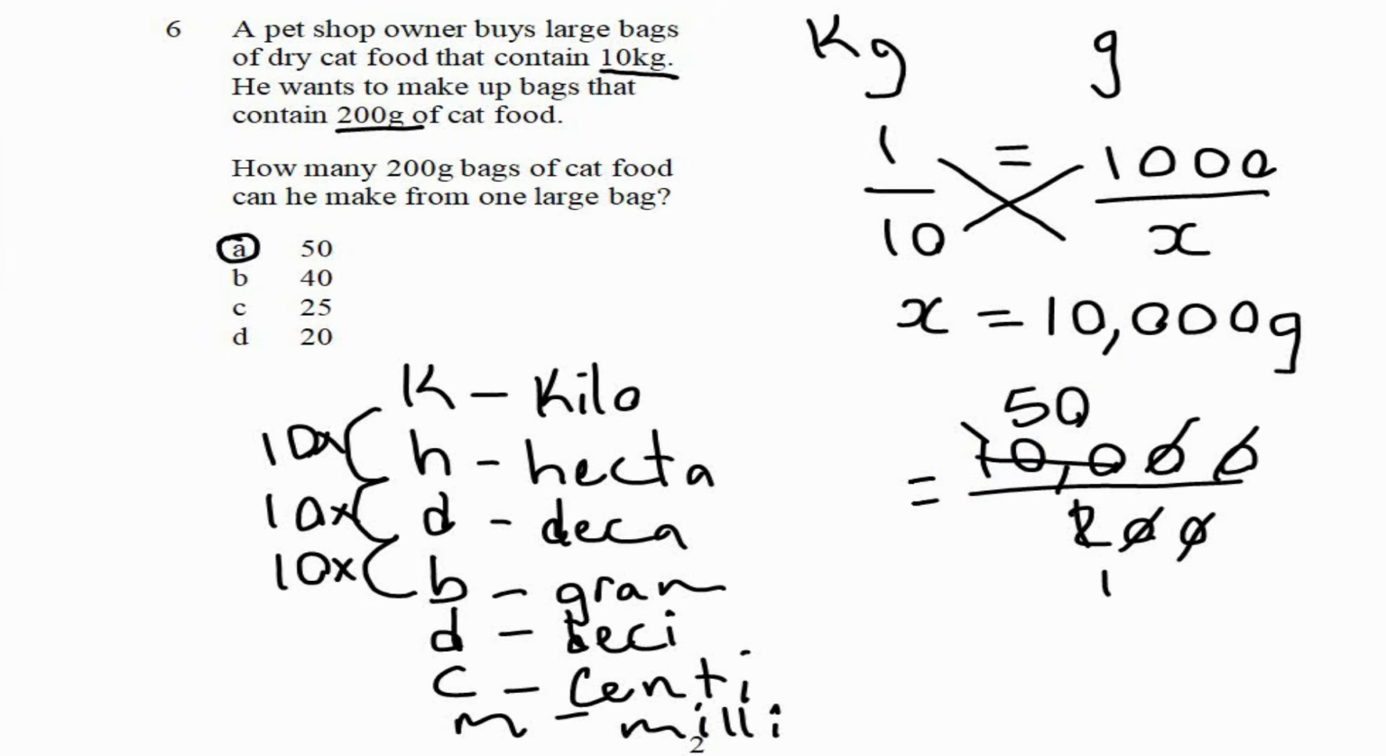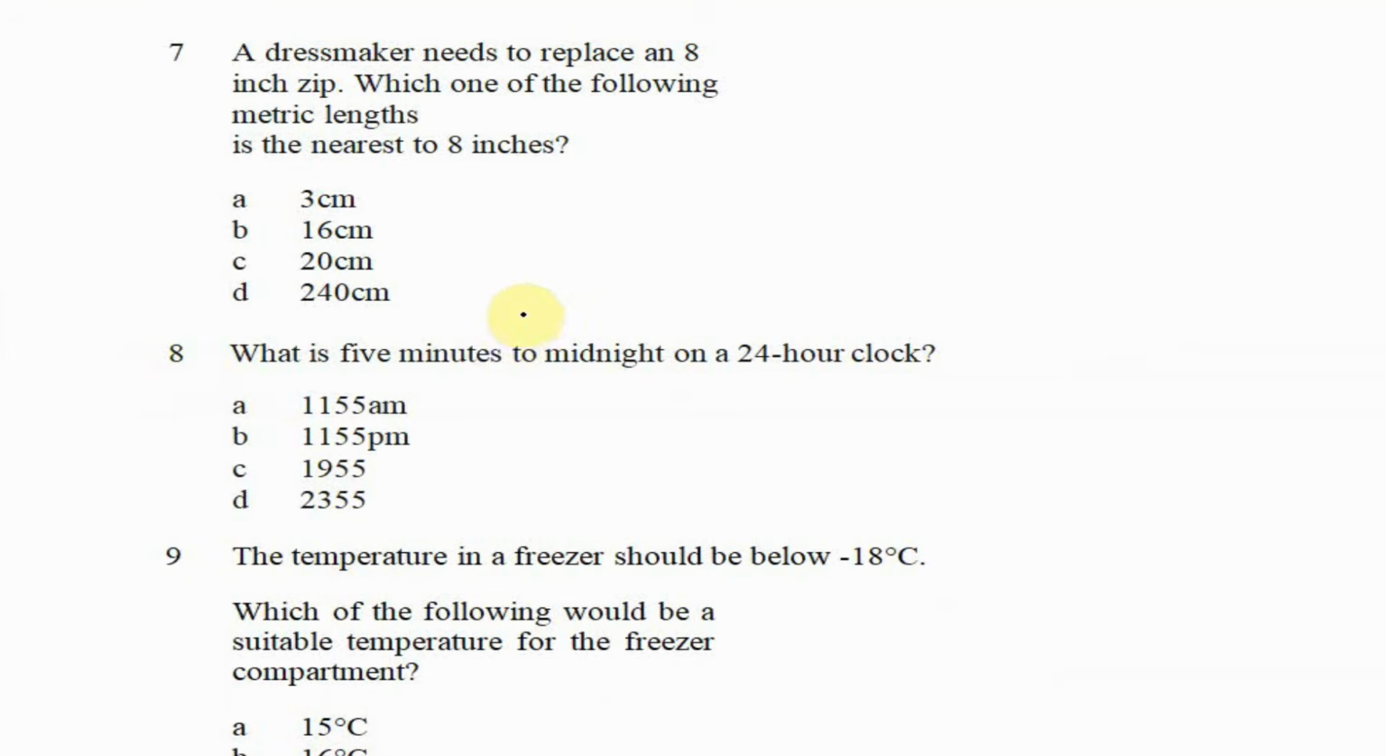Now let us look at question 7. All right, so a dressmaker needs to replace an 8-inch zip. Which one of the following metric lengths is the nearest to 8 inches? All right, fair enough. Now what we need to know here is the unit conversion from inches to centimeters. All right, because all the answers here, as you can see, they are in centimeters.